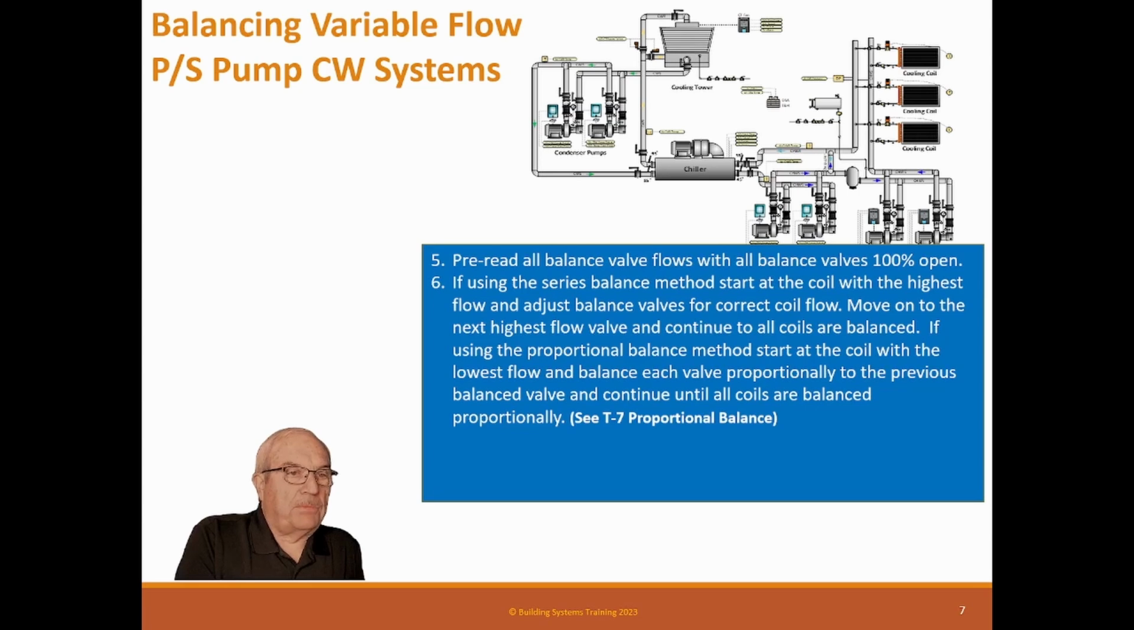If you're using the proportional balance method, then start at the coil with the lowest flow and balance each valve proportionally to the previous balance valve and continue until all coils are balanced. See our video T7 for proportional balance. Some more exact details on that. What are the details in this?